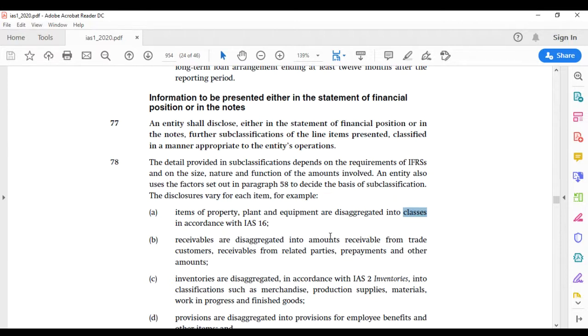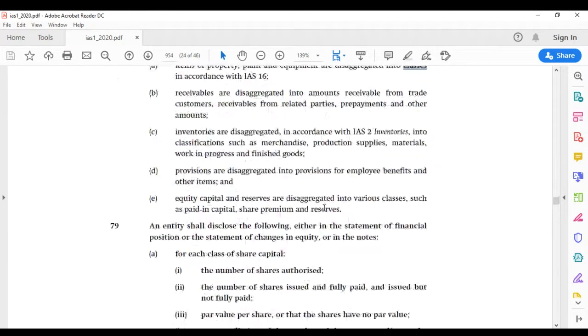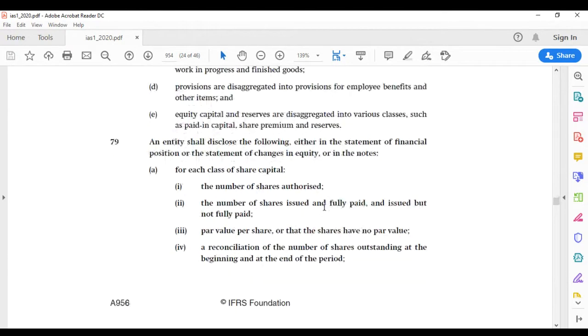That additional information we're going to be discussing a little bit later when we talk about the notes, and also obviously when we do IAS 16 next term. So more information about those items that we have on the face of the statement of financial position will then be disclosed in the notes.